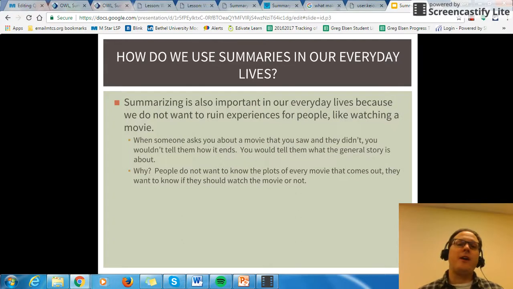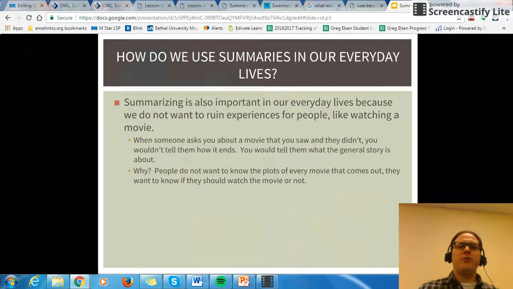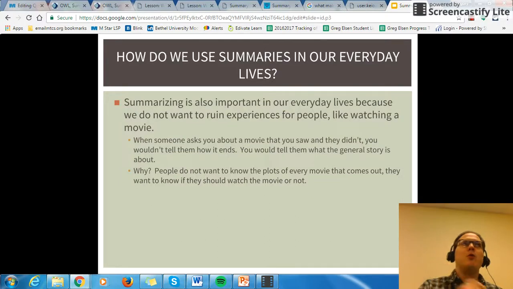Summarizing is also important in our everyday lives because we don't want to ruin an experience for people, like watching a movie. So if somebody asks you about a movie that you saw and they didn't, you wouldn't want to tell them how it ends because that would ruin the experience for them. You would want to tell them what the general story is about, right? When somebody asks you about a movie, they don't want to know just the plot of the movie, they say that they know the plot of the movie, right? They want to know if they should watch it. And if you get too bogged down in the details, you could ruin it for them.